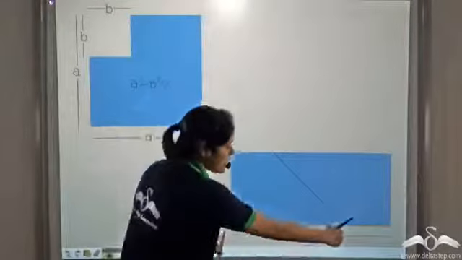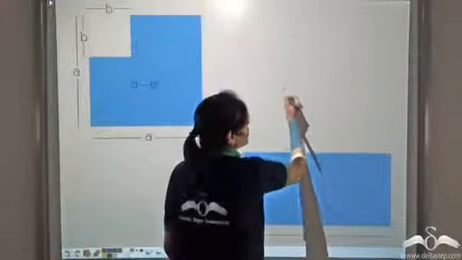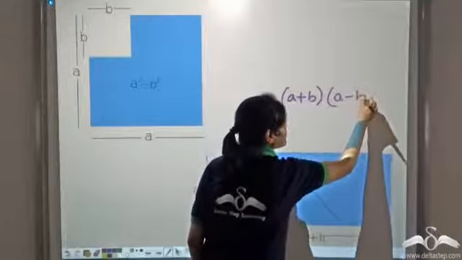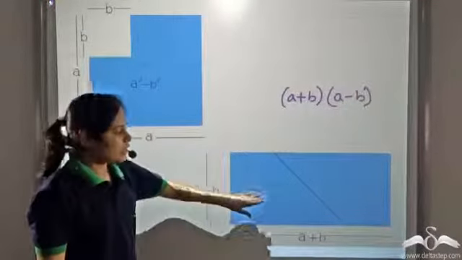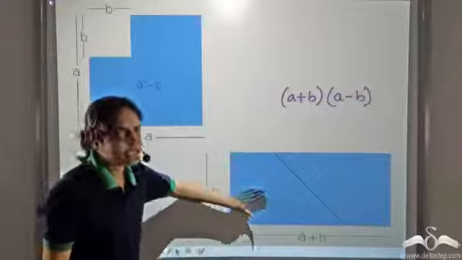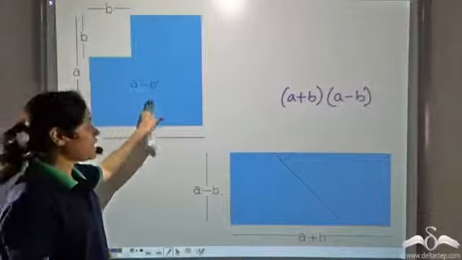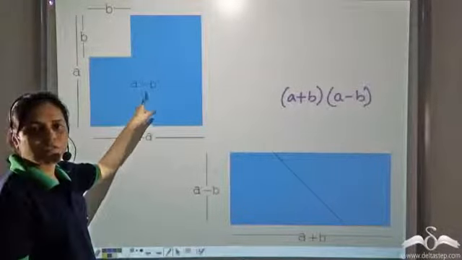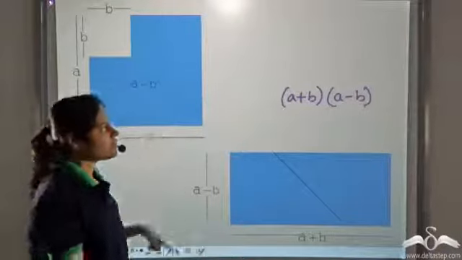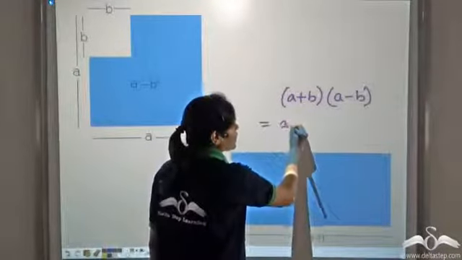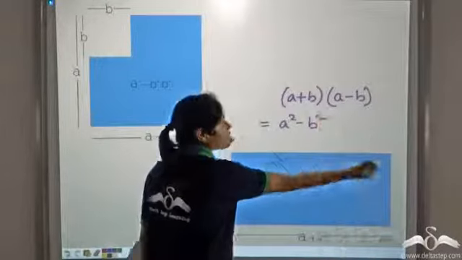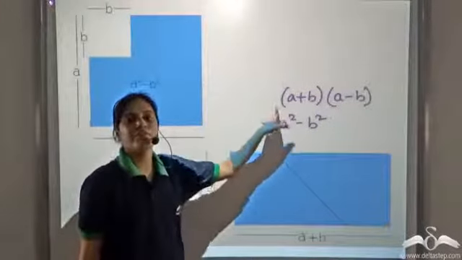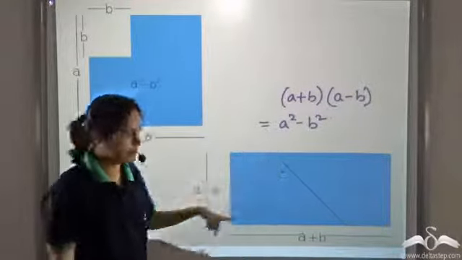The area is length into breadth, which is A plus B into A minus B. Now this is simply a rearrangement of this. So the area of this should be equal to the area of this. And what is the area of this? It is A square minus B square. So A plus B into A minus B is equal to A square minus B square. Hence, we can prove this identity geometrically as well.